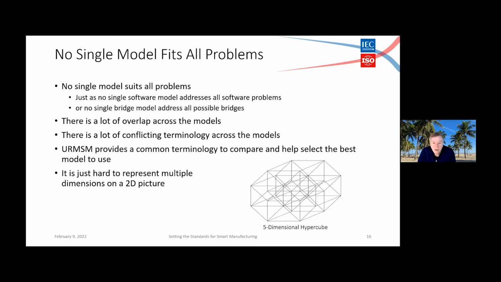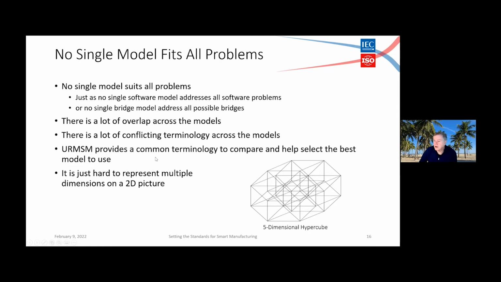We had people in batch, we had people in continuous, we had people in discrete manufacturing. We had people who were working on electrical distribution systems. We had people working on power systems, on water systems, on wastewater systems. Anything you can think of, there were all these different problems, and they all wanted to be smart. So, but no single model really addressed that. And I think we have seen that. Many of these models come from people who work in one industry, and that is their primary focus. So as you try to apply that across other industries, it doesn't always work. Just like no single bridge model addresses all possible bridges.